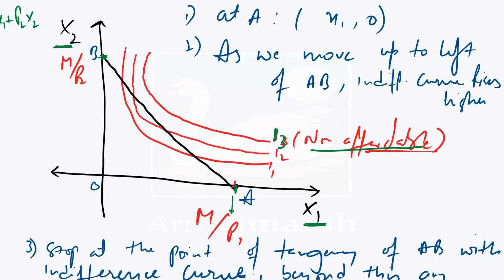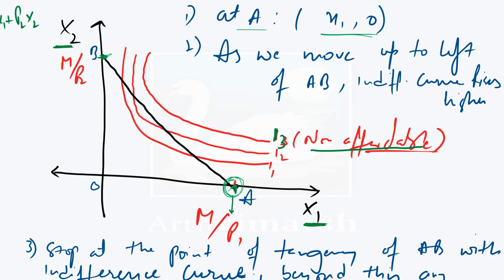Now if you observe this figure here, you have three indifference curves, I1, I2 and I3, with the budget line AB. Given this set of preferences and the budget line, let us say that a consumer is initially at point A, where you have the combination x1 and 0, because the entire budget is getting spent on x1. If a consumer is consuming at point A, it means that he is consuming only x1 and x2 is 0, so that's why it is represented as x1 comma 0.